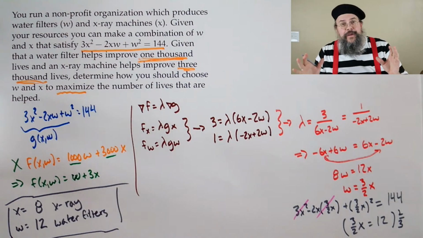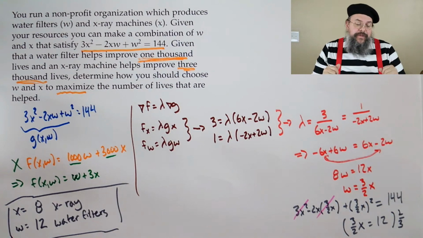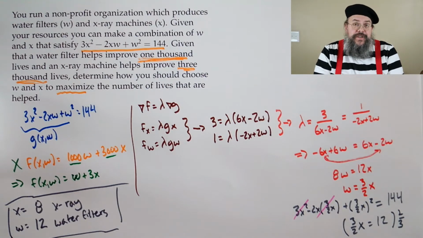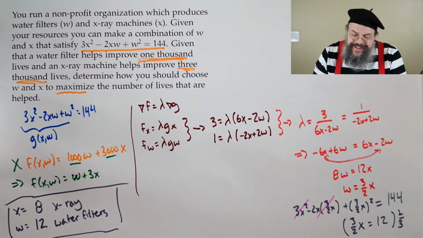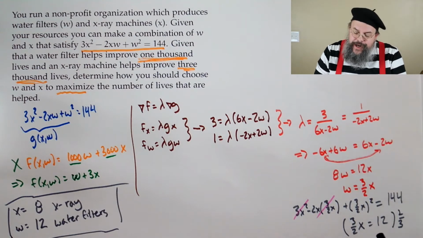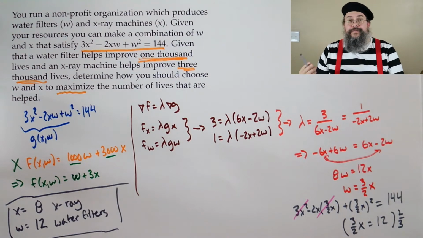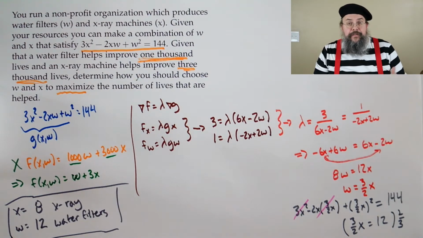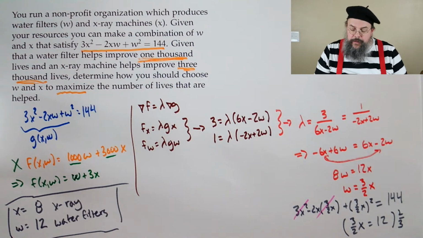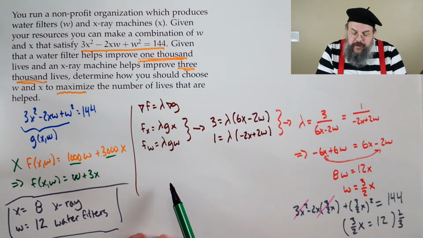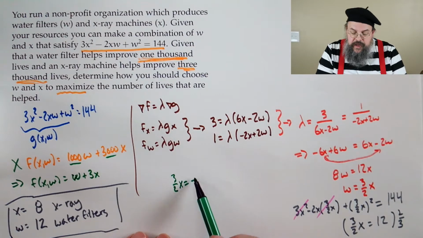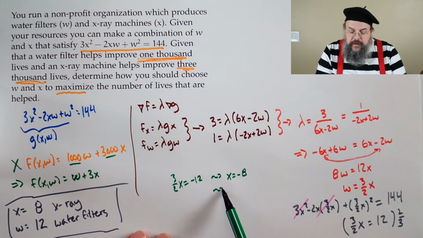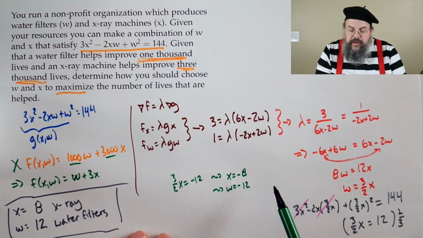Now, there's a couple of things. How do we know it's a max? That's actually a really good question. But it's also tied to another question which says, wait a second, Steve, come back here. Why did you say it was 12? Why not negative 12? Let's do both at the same time. We could actually have set this equal to negative 12. And what would have happened? Well, we could have said 3 halves x equals negative 12, and then we come to the conclusion that x equals negative 8, and finally, w equals negative 12.